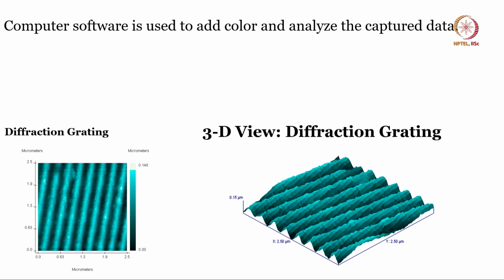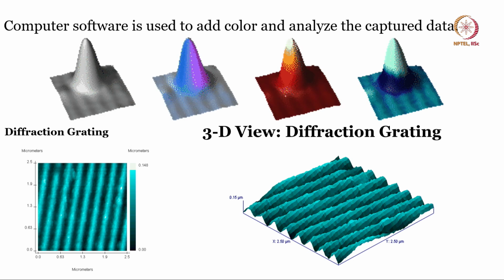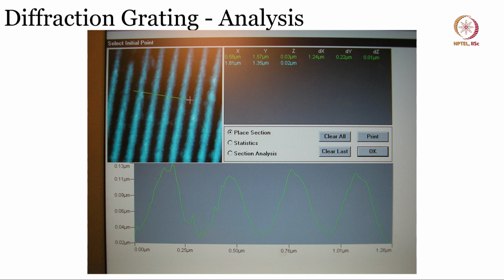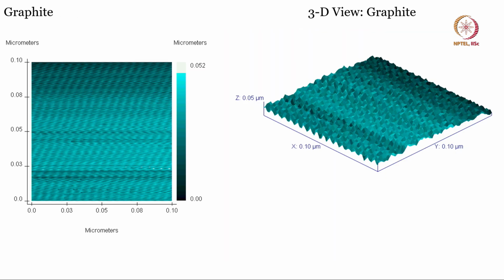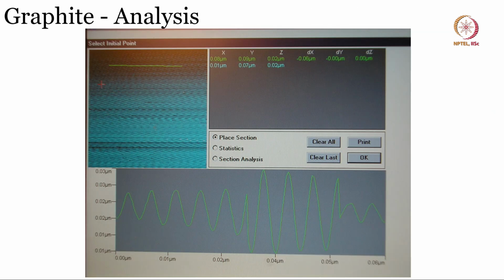You can see here the image of a diffraction grating in 2D and 3D. We can also add different kinds of colors to it. This is how the UI looks like, where you can understand the x, y, z movement, what is the change, all the way down to atom by atom.